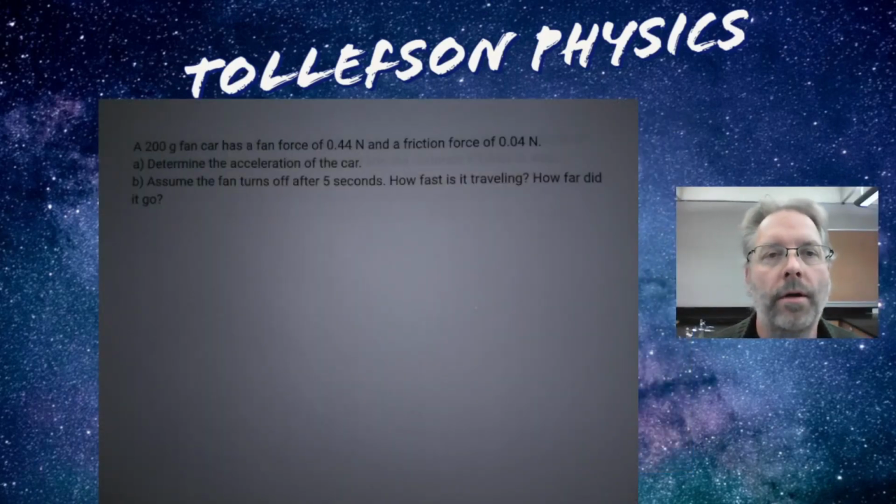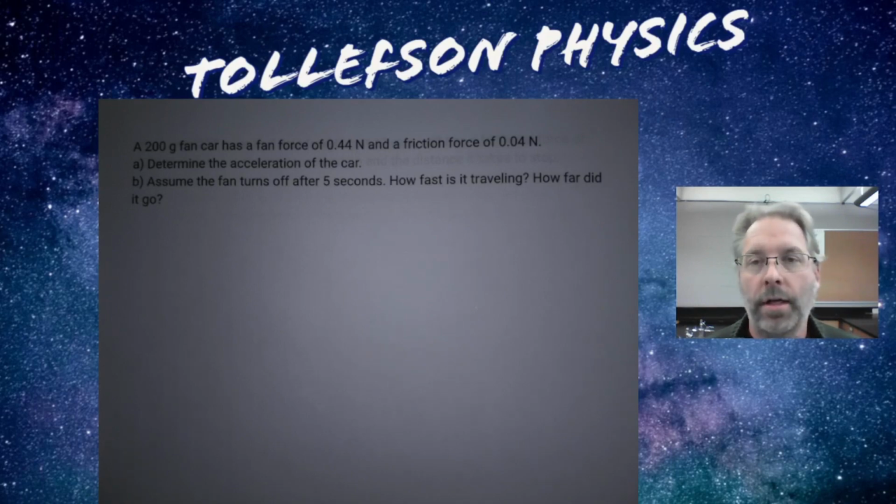That fan car is 200 grams. The force of the fan is known to be 0.44 newtons, and the force of friction due to, say, the axles on the car is known to be 0.04 newtons. First we're going to determine the acceleration of the car, but then the car runs for 5 seconds, and then the engine cuts out. How fast is it going to be traveling after 5 seconds, and how far did it actually go?